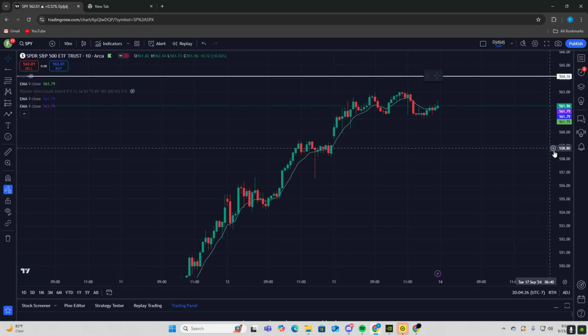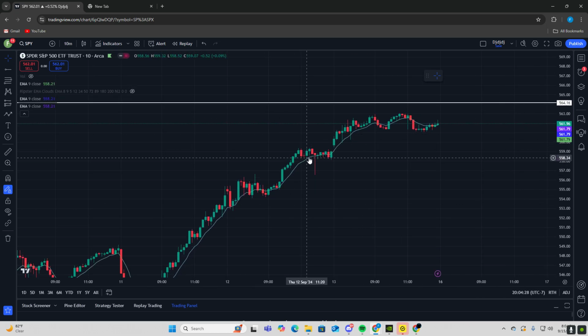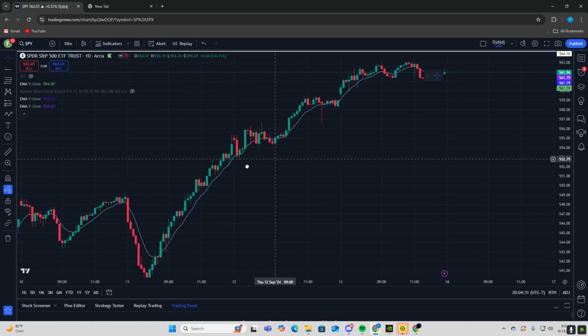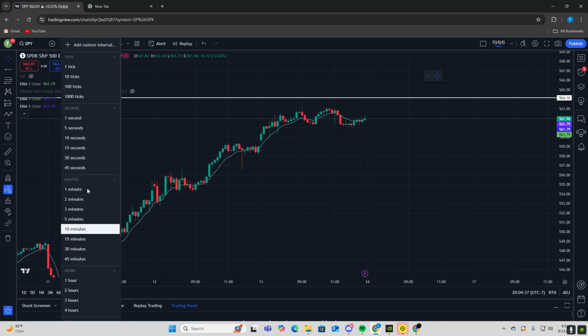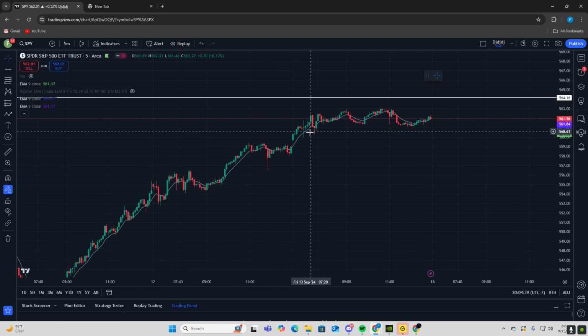So what an EMA is, basically, is just a line that gets the average of however much it is. So if it's an EMA 9, it'll get the average of 9 candles on the 10-minute, or say you're on the 5-minute, it'll get the average of 9 candles on the 5-minute, and it makes this line.